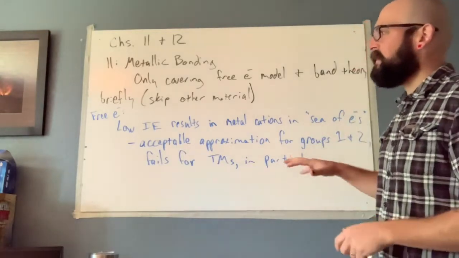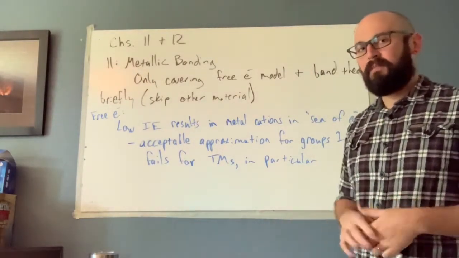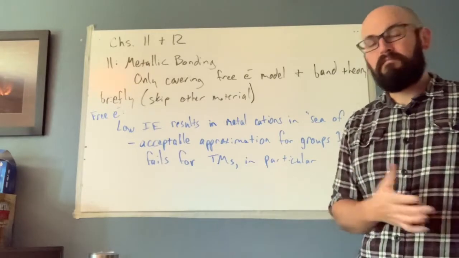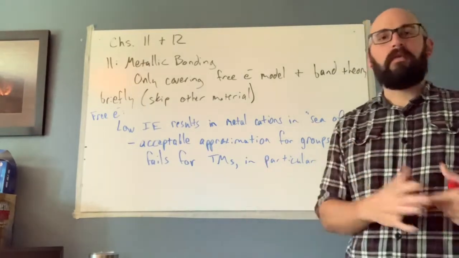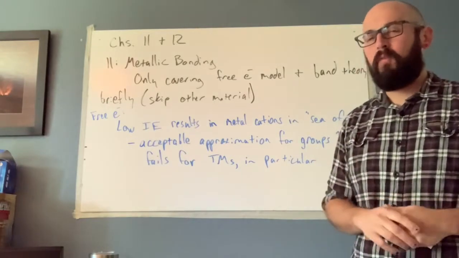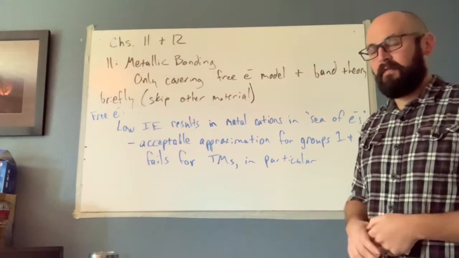So the free electron model is an acceptable first approximation for our highly metallic metals. So on the far left-hand side of the periodic table, especially group 1 and group 2, this is an acceptable model for describing the behavior of these metals.